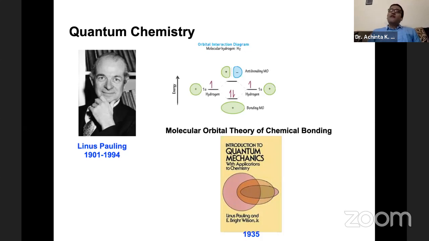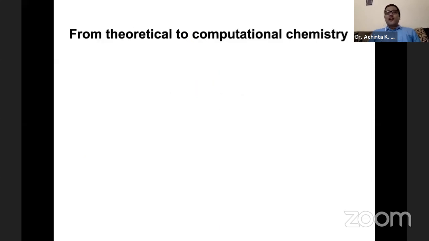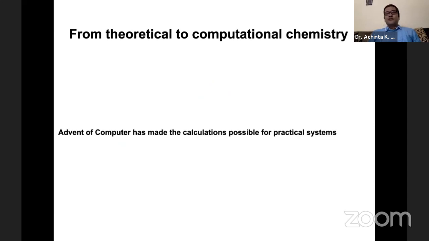Now, many of us have read about molecular orbital theory in our school chemistry classes and drawn those MO diagrams like this one. But remember, they can only be drawn easily for diatomic molecules. The moment you go beyond diatomic molecules, you cannot just do calculations by hand. So there come computers.